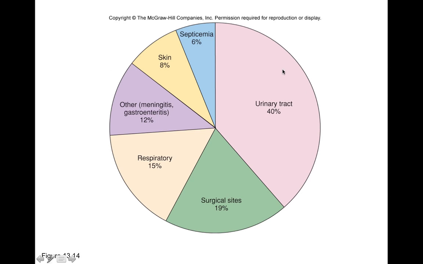You can see the vast majority are urinary tract infections, and that's because a lot of people get catheters, and catheters tend to get biofilms around them, and it just is a breeding ground for pathogens. But you can see respiratory, surgical sites, meningitises, gastrointestinal, skin, septicemia. You get a little flavor of everything.